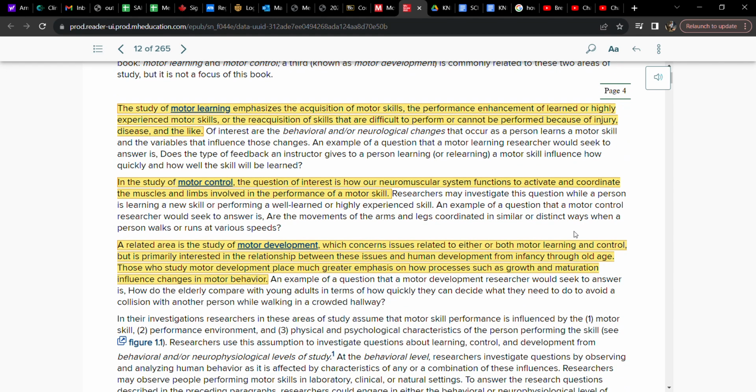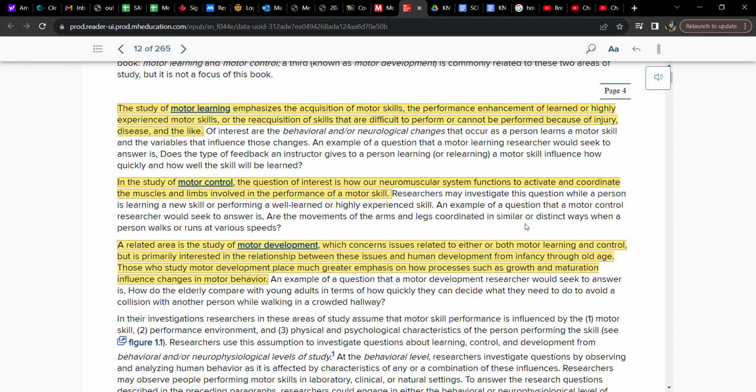Then we talk about the study of motor control. Motor control is just the essence of using that mind-body connection, or that neuromuscular system. So your brain and your nerves to your muscles, and how it activates and coordinates the muscles and the limbs involved in the performance of the motor skill.